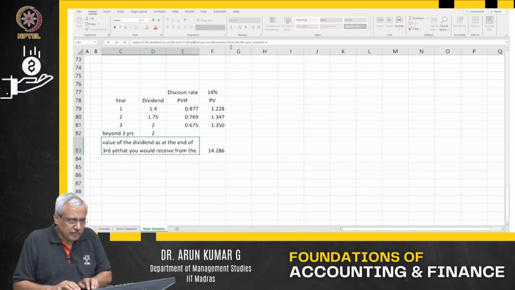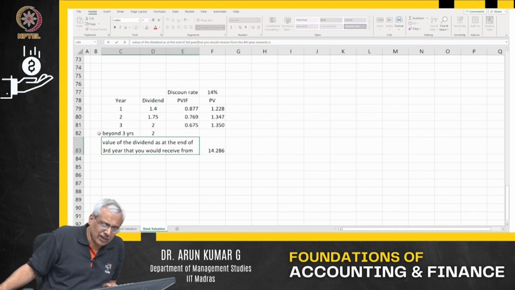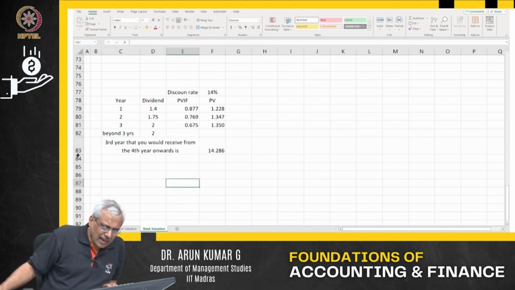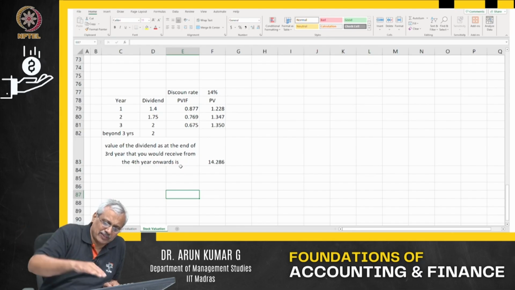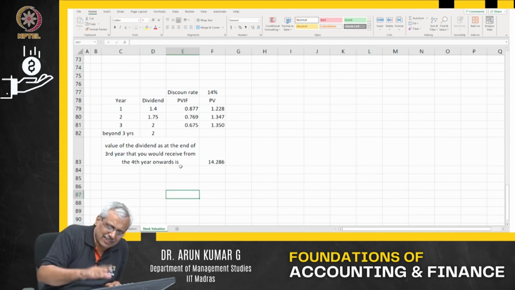Third year, value of the dividend as at the end of the 3rd year that you would receive from the 4th year onwards. 4th year onwards, you are going to receive for time immemorial. The value of it at the 3rd year is 14.286.